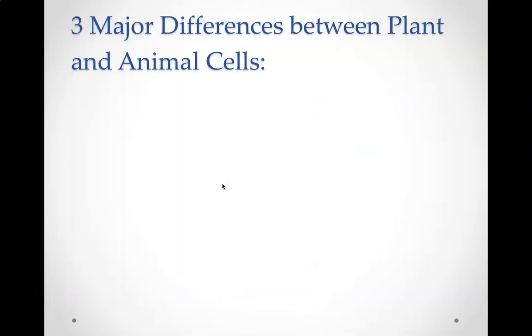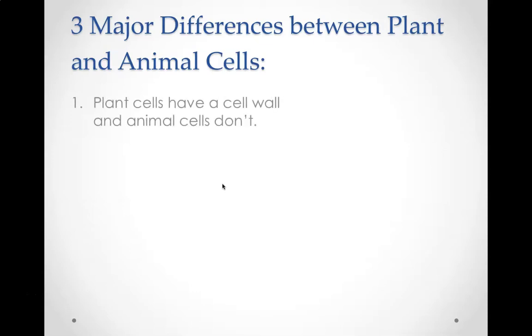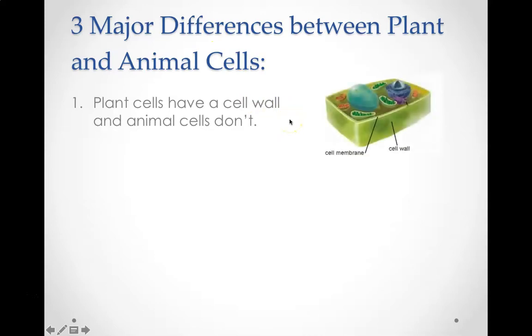So, 3 major differences between plant and animal cells involve, the first one is that plant cells have a cell wall and animals don't. So on your picture of the plant cell, it needs to have all of the same labels that you just added to the animal cell, but it also needs an extra one. It needs something called the cell wall. And this is an extra layer around the outside. So it still has a cell membrane, but this extra layer around the cell membrane is a lot stiffer. It has a lot more of a structure to it. And so that's called the cell wall.